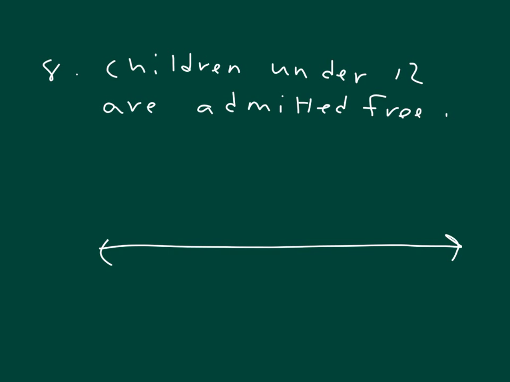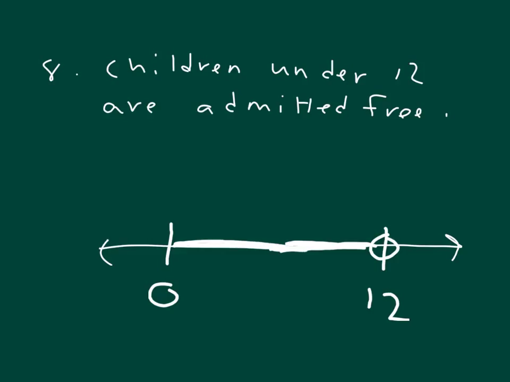Number 8, children under 12 are admitted free. So, if you're 12 years old, you don't get in free because you're not under 12. So we go here, and we go this direction. But you have to think logically about this. It's not going to be an arrow, because, I don't know whether you would put a 1 or a 0, go ahead and put a 0, but there's a place here where you can't be negative years old. So it would look like this.